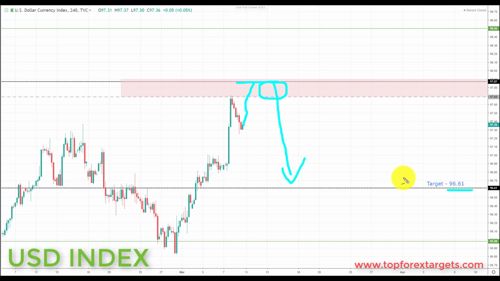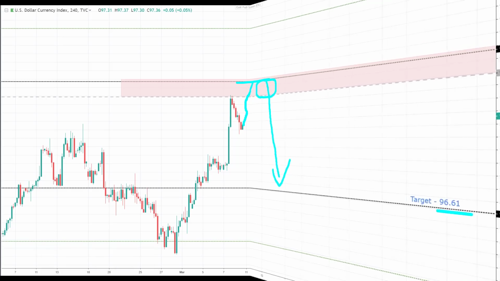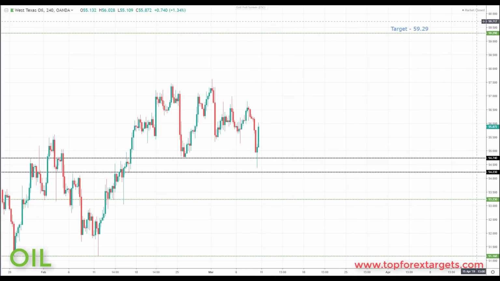So just to summarize, going into next week, we are approaching a key area of resistance in the dollar index. We are still trending to the upside, so we're looking for potentially one more push into this area. And this is an area where we are going to start to see if we get some reversal patterns in the US dollar index. So next market we're going to look at is crude oil.